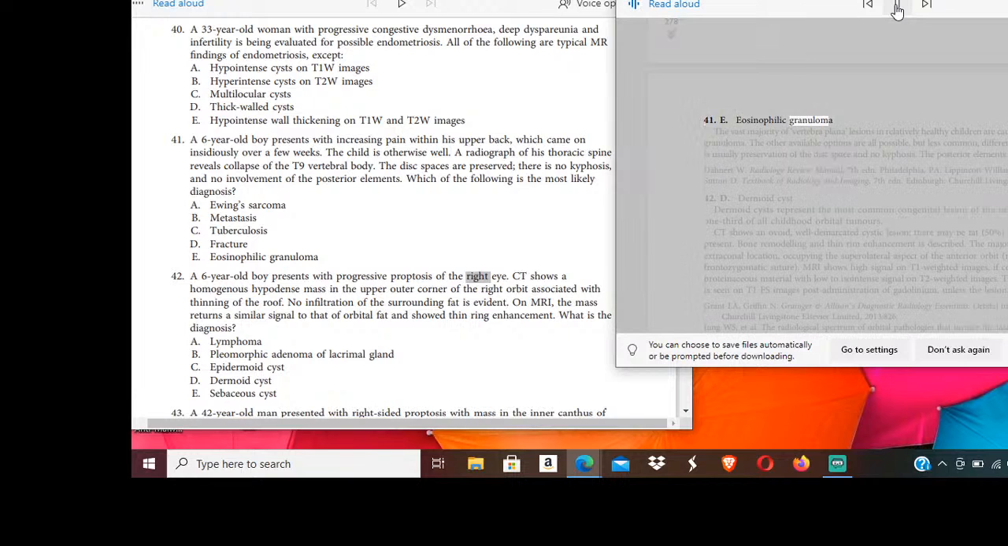41. E. Eosinophilic granuloma. The vast majority of vertebra plana lesions in relatively healthy children are caused by an eosinophilic granuloma. The other available options are all possible but less common differential diagnoses. There is usually preservation of the disc space and no kyphosis. The posterior elements are rarely involved. Dähnert W. Radiology Review Manual, 7th ed.